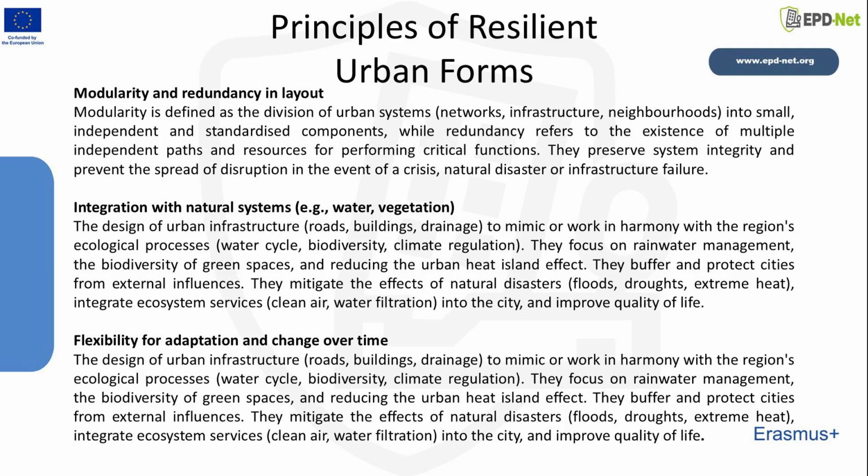Integration with natural systems, e.g., water, vegetation. The design of urban infrastructure, roads, buildings, drainage, to mimic or work in harmony with the region's ecological processes, water cycle, biodiversity, climate regulation. They focus on rainwater management, the biodiversity of green spaces, and reducing the urban heat island effect. They buffer and protect cities from external influences. They mitigate the effects of natural disasters, floods, droughts, extreme heat, integrate ecosystem services, clean air, water filtration, into the city, and improve quality of life.